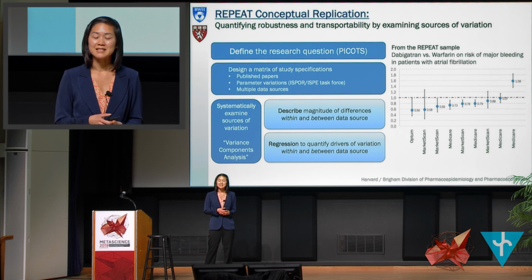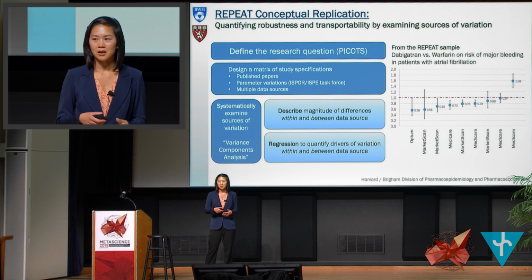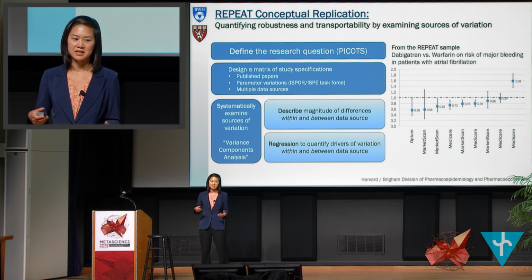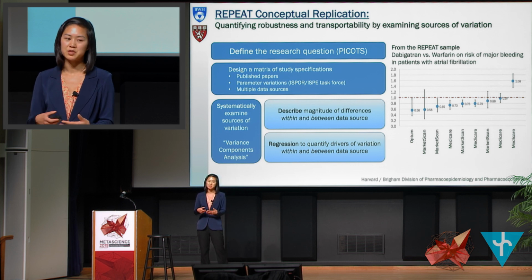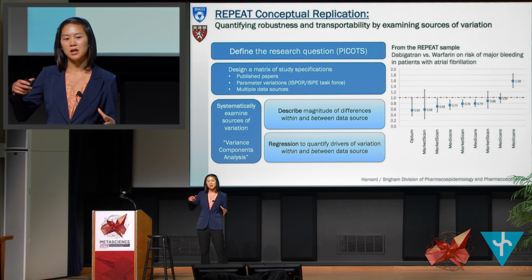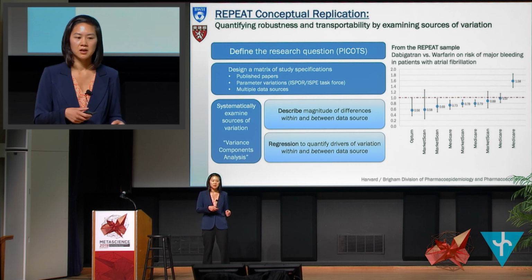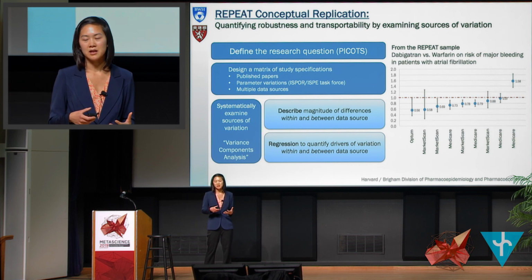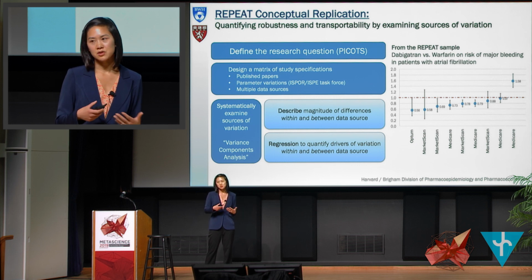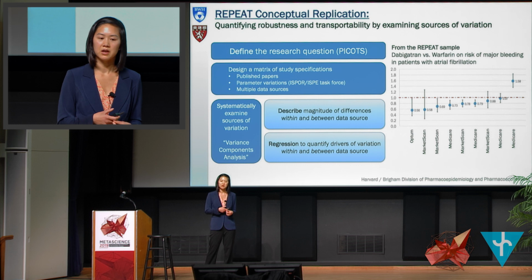Finally, we're also working on conceptual replication, trying to systematically quantify robustness and transportability by examining sources of variation. And we're doing this by defining a research question and then designing a matrix of study specifications based on what we see in published papers, based on plausible parameter variations from the ISPOR-ISPE Joint Task Force catalog, and then implementing the entire matrix in multiple data sources. This ideally would allow us to describe the magnitude of differences both within and between data source, and also to do some regressions to quantify the drivers of variation.